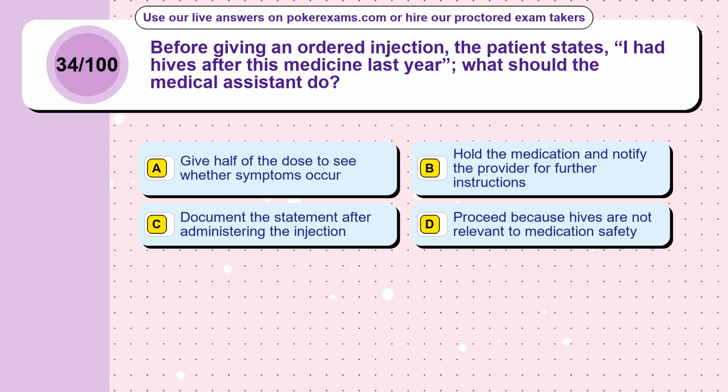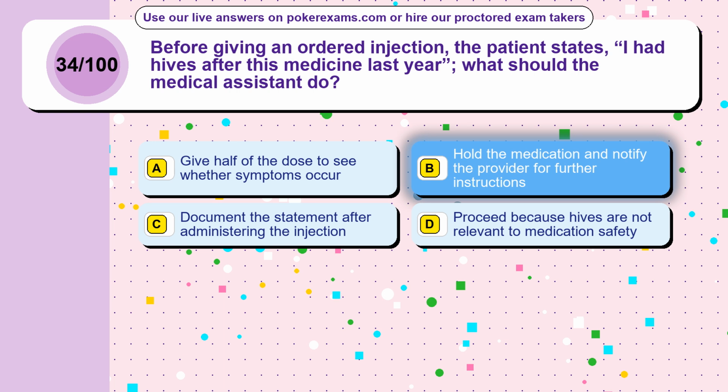Option A. Give half of the dose to see whether symptoms occur. Option B. Hold the medication and notify the provider for further instructions. Option C. Document the statement after administering the injection. Option D. Proceed because hives are not relevant to medication safety.